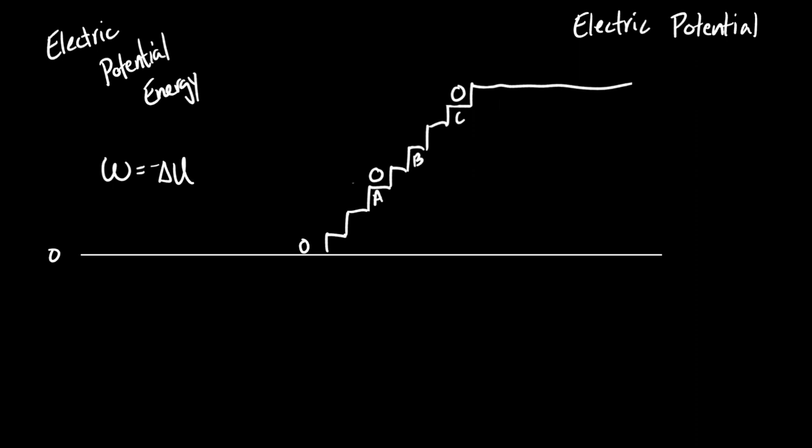That's how electric potential works. Electric potential is about a place. It tells you how much energy a charge would have if it were placed there. Let's say that again. It tells you how much energy a charge would have if a charge were placed there. Electric potential is about a place.